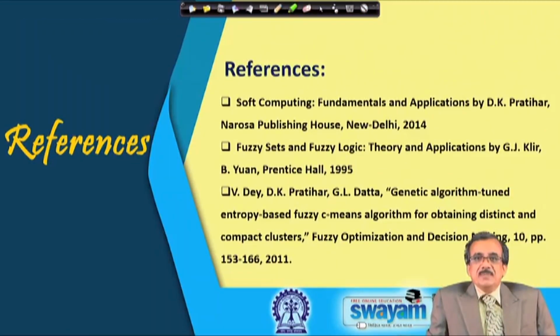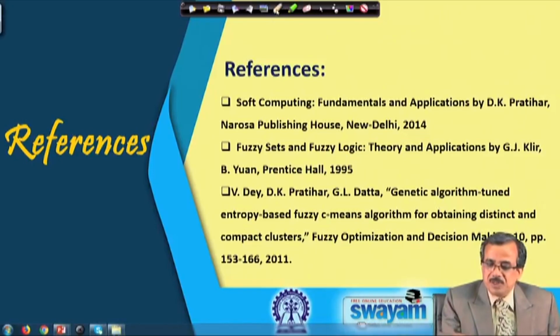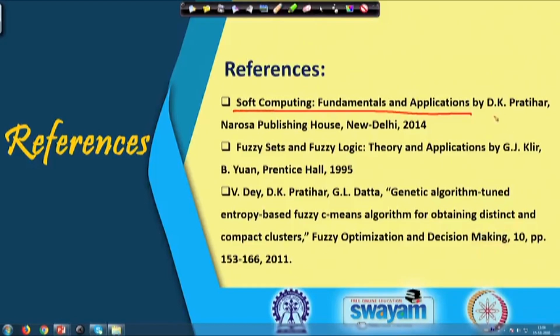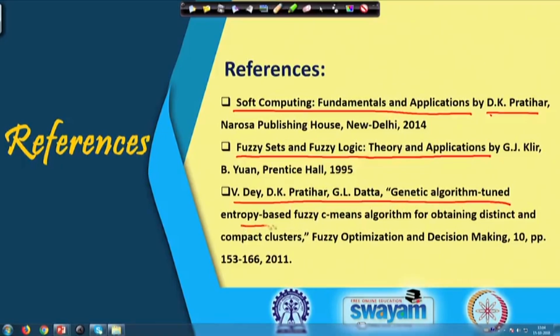Now, the references. The textbook for this course is Soft Computing: Fundamentals and Applications, written by me. So, you will be getting the material which I discussed. You can also consult the book Fuzzy Sets and Fuzzy Logic: Theory and Applications by George Klir. For the combined entropy based fuzzy clustering, you will have to look into this paper written by us, Genetic algorithm tuned entropy based fuzzy C-means clustering for obtaining distinct and compact clusters.